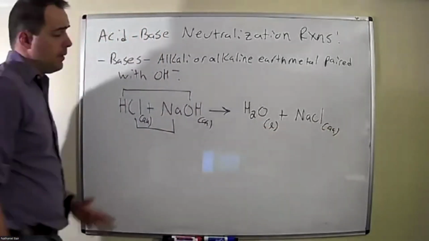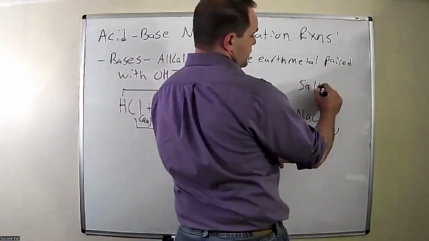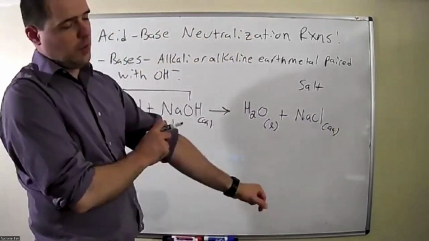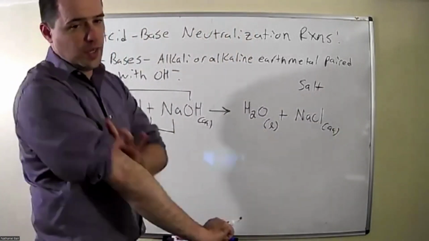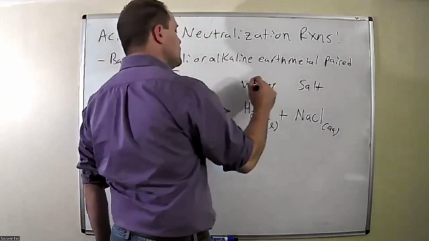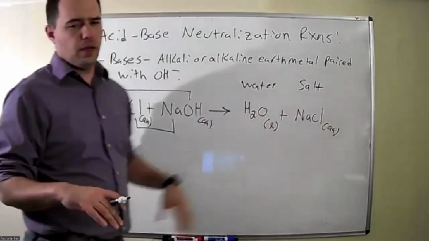So what happened here? First thing I want you to notice is we made a salt, and a salt is a synonym for ionic compound. This is actually table salt. When you say the word salt, this is probably what you're thinking of, right? And then water. So all acid-base neutralization reactions create some salt and water.